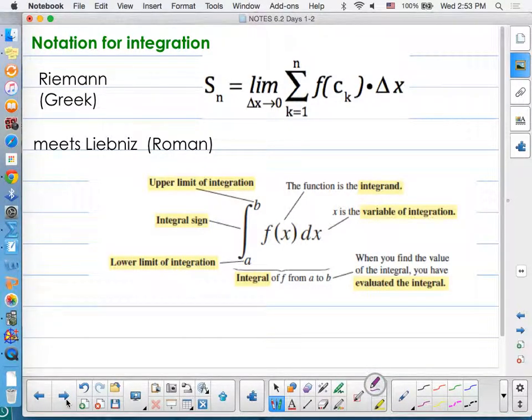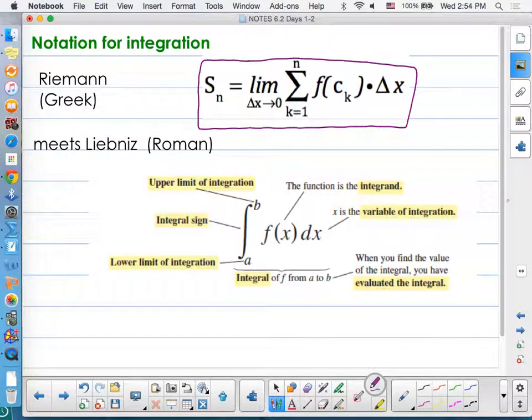So some notation you'll need. Riemann used the Greek notation with the sigma, the delta, and those things that you've seen in what we had before. So Riemann's notation is the one that was on the previous screen. Leibniz was kind of a notation guy. He used Roman notation, so it looks a little different, a little sleeker, if you will. But he's saying the same thing. So let's see if we can translate it.